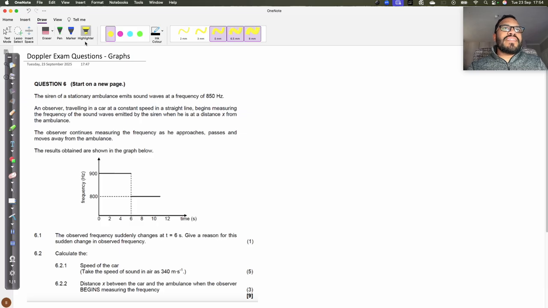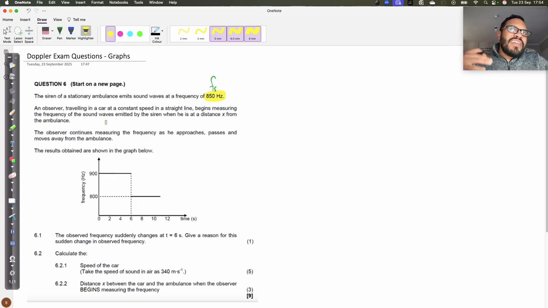So here it says, the siren of a stationary ambulance emits sound waves at a frequency of 850 hertz, right? So if this is the frequency with which the siren is emitting the sound, then we also know that this is the frequency of the source. Okay, let's start there. An observer traveling in a car.